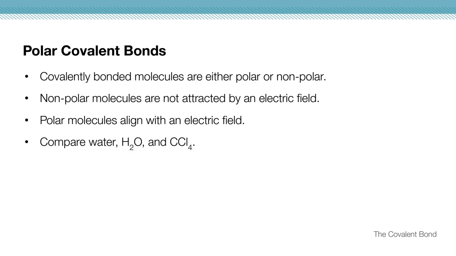Okay, so we have covalently bonded things that are polar or nonpolar. Nonpolar molecules are not attracted to electric fields. Remember, electric fields have charge, right? Negative charges. So if you have a positive side of a molecule, it's going to align with an electrical field because it's pretty much charged. It's like it has a positive and a negative side that can attract to a negative field. If you are completely neutral all the way around, you're not going to attract an electric field.